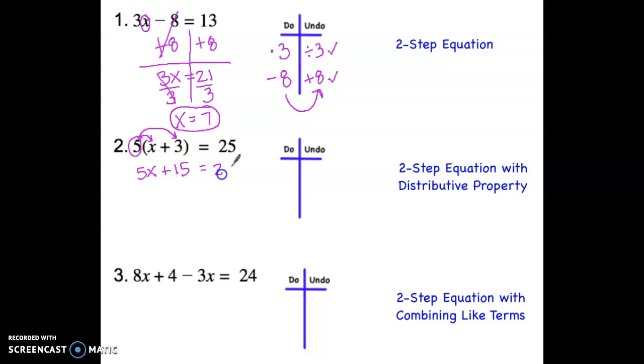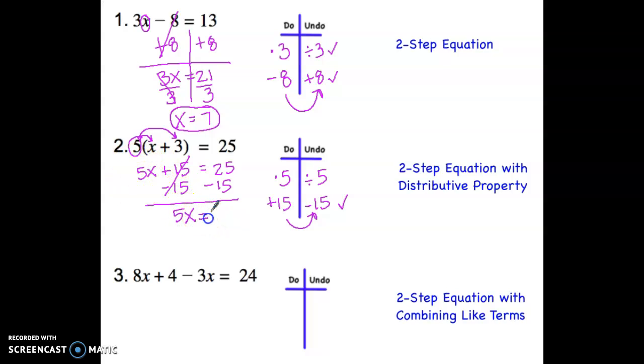Those equal 25. Now I'm going to fill out my do and undo chart. First, I multiplied by 5 and I added 15. All right, undo with opposite operations, so subtract 15 and divide by 5. All right, my first step will be the bottom one because I have to go in the opposite order. Minus 15, minus 15. 15 minus 15 is 0. My 5x now is all alone.